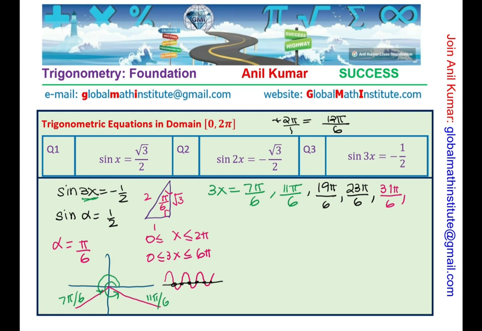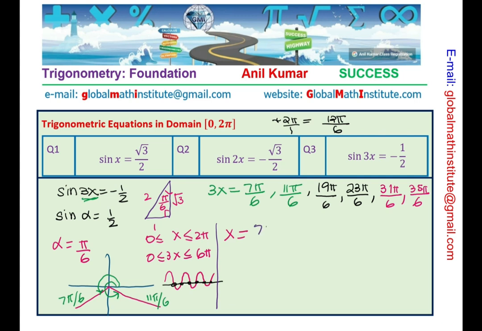And 12 plus 23 will be 35. Makes sense? So it becomes easy. How do we add 2 pi? Now you have to divide by 3. So we get x equals to dividing each by 3. 3x is this, right?